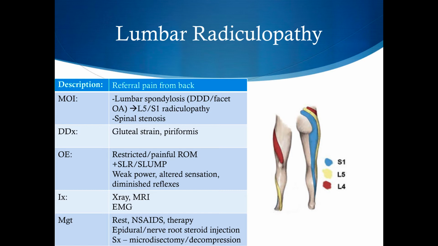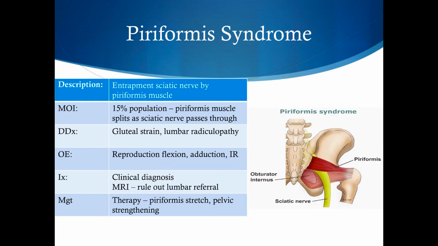Management includes options like a brief period of rest or anti-inflammatories with physical therapy for relief positions. You may eventually progress to something like a McKenzie or McGill program for core and low back strengthening. In individuals who do not respond, you can consider an epidural or nerve root steroid injection. Ultimately, some individuals might need to progress to a surgery with a microdiscectomy or decompression.